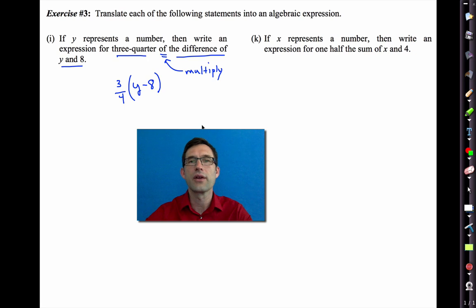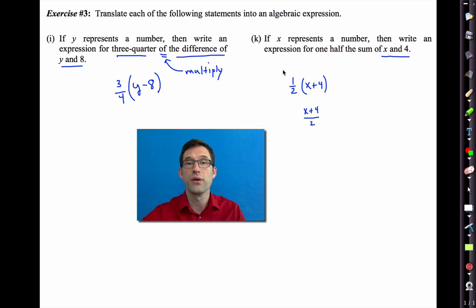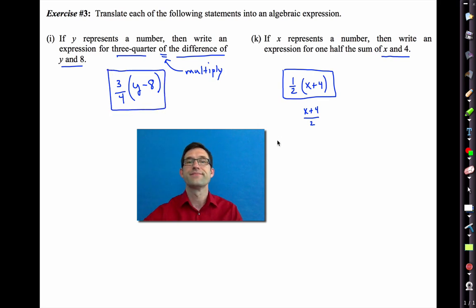All right, let's look at letter K. If x represents a number, then write an expression for 1/2 the sum of x and 4. Well, the sum of x and 4 is easy enough, x plus 4. And then if I want 1/2 of it, I'll just have that. Likewise, we could just do x plus 4 divided by 2. That's also a good way to do it, but kind of sticking with the last problem, I think that makes some sense.